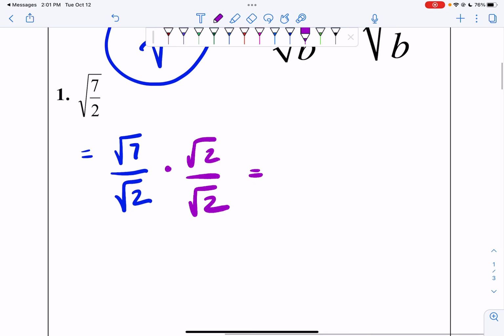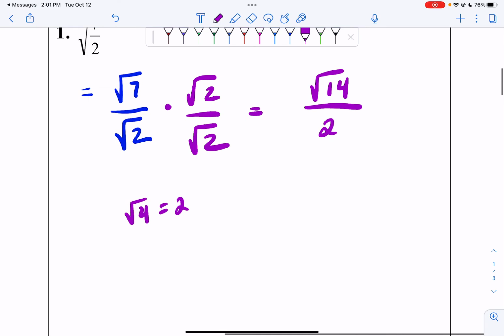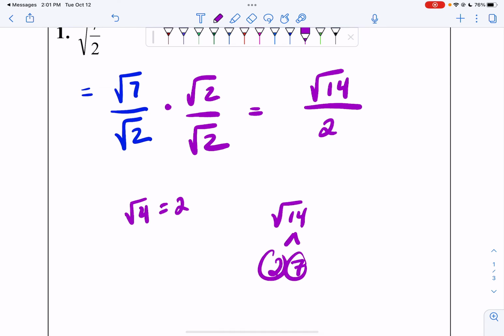Radical 7 times radical 2 is going to give me radical 14. Radical 2 times radical 2 is radical 4, but we know radical 4 is equal to 2. So I just get radical 14 over 2. If you look at your factor pair sheet, radical 14 breaks apart to be a 2 and a 7. I can't break it apart anymore, and there are no doubles, so I just leave it as radical 14. So my final answer is radical 14 over 2.